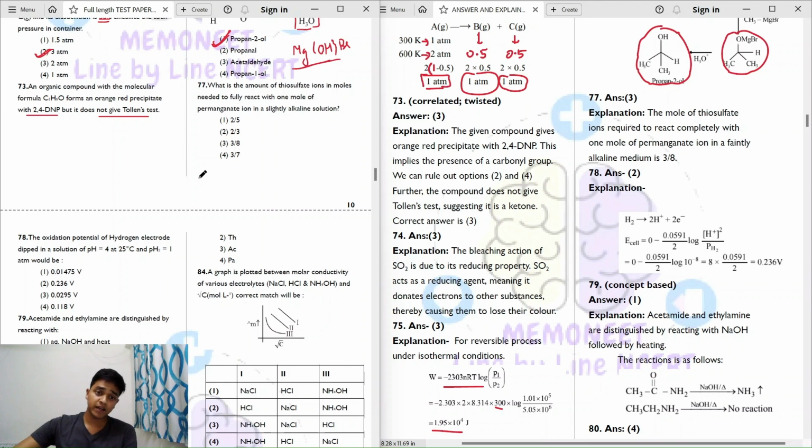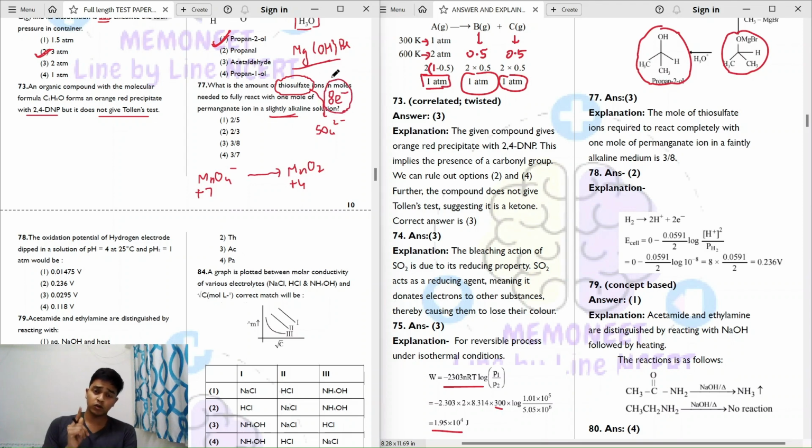So in permanganate ion we have MnO4 minus, right? In this manganese is in plus 7 oxidation state, and from here it goes into MnO2. In case of a slightly alkaline solution, it goes into MnO2, which is in plus 4 oxidation state. Meanwhile, if I talk about thiosulfate ion, thiosulfate ion is converted into SO4 2 minus. Okay, so when we have 1 mole of thiosulfate ions, it is involved in the exchange of 8 electrons.